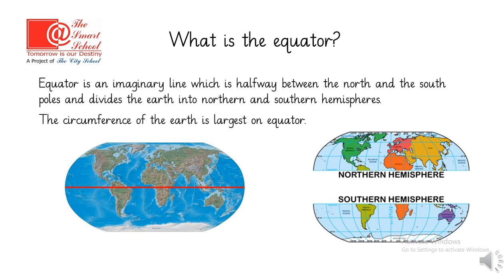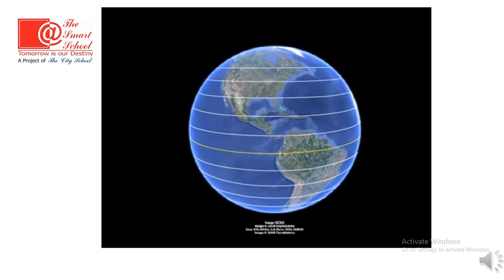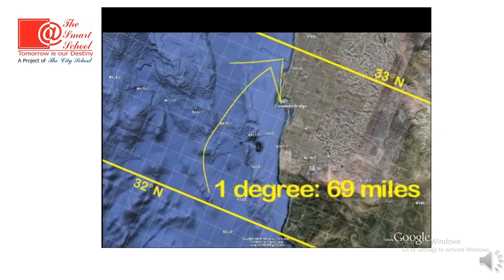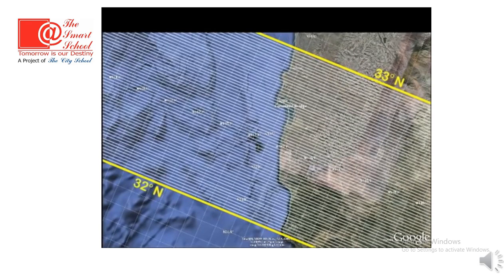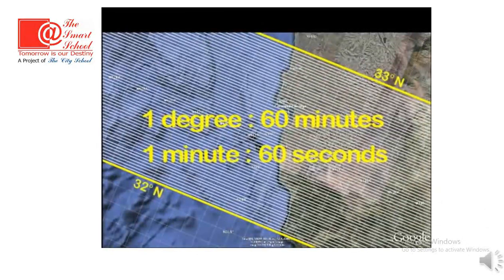Now let's watch a video to get a clear concept of the lines of latitude. Latitude. Lines of latitude, also known as parallels, circle the globe from east to west. These lines are all the same distance apart, about 69 miles. Each degree of latitude is separated into smaller pieces called minutes. There are 60 minutes in 1 degree. Similarly, each minute is divided into 60 seconds.